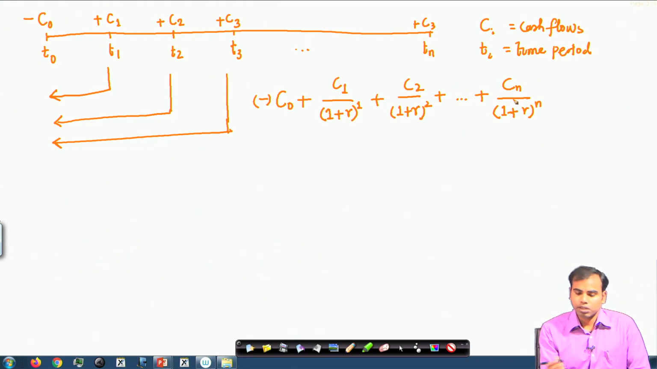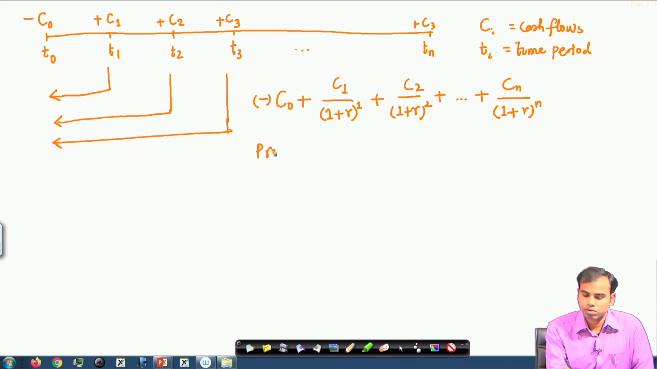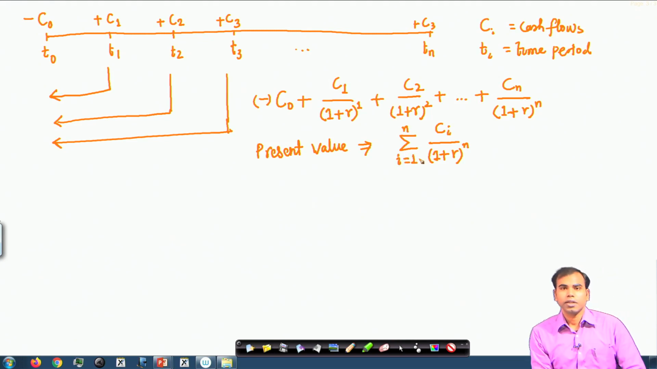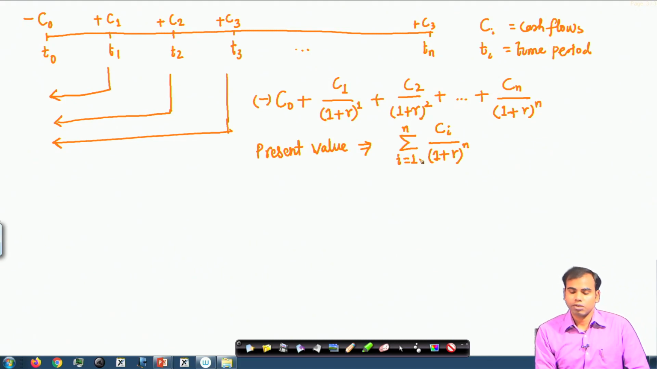So, essentially the approach is, when we have to find present value, we are trying to see if the sum of all cash flows with discounted value using a discount rate R, where the sum should be greater than the initial investment that we are making.